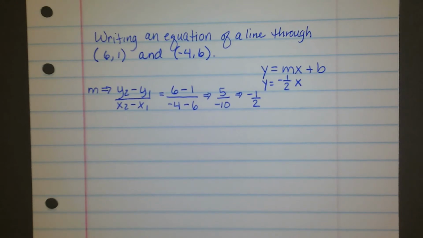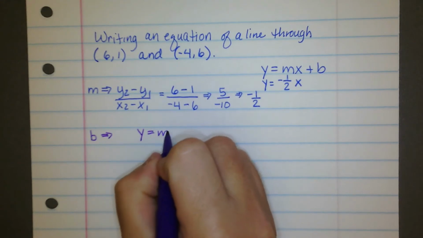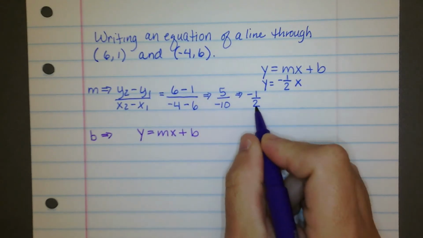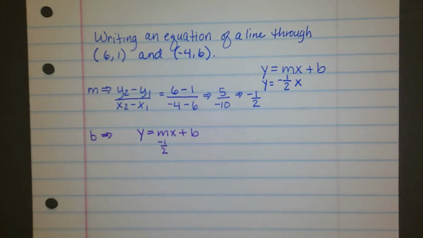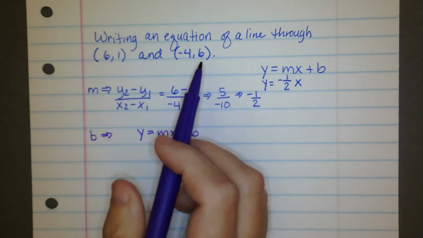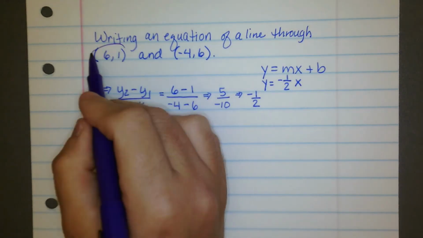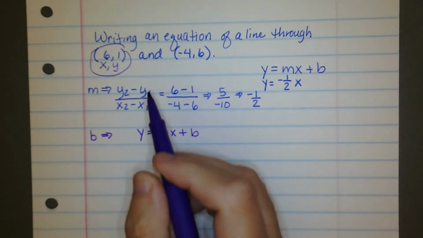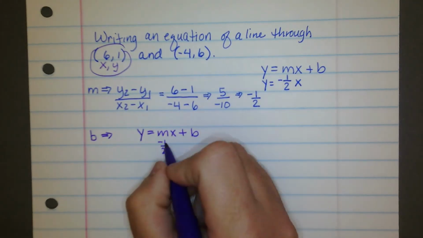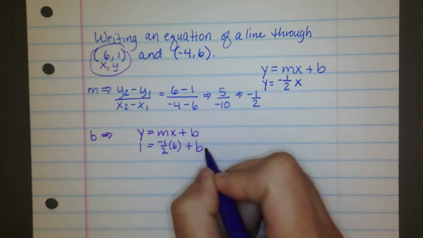In order for me to solve for b, in case you forgot, you're going to write y equals mx plus b, and you're going to use the m you found, which is -1/2, and you're going to pick one of these coordinates. You have to pick one of these coordinates to use. And I tend to go with both positives if I can. So I'm going to pick this coordinate, and I'm going to plug the 6 in for the x and the 1 in for the y. And I still have a b there.